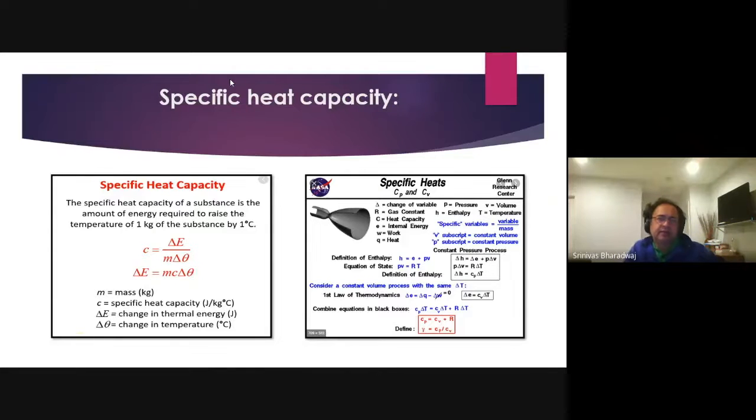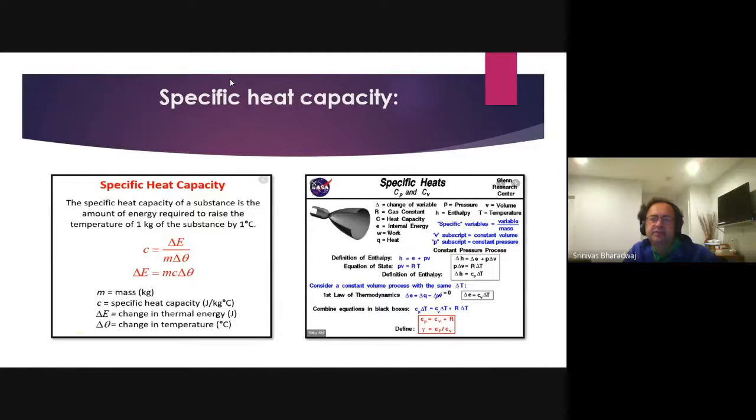C equals Q by m delta theta, or m delta theta equals Q, right? Therefore, Q divided by m delta theta will give you C, the specific heat capacity. So now let's discuss some of these other terms.